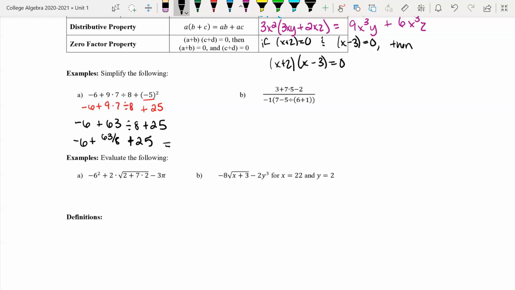I'm going to get my calculator out to actually even do this one. So my answer would be 26.875. And then you should be able to convert that to a fraction. Should be 215 over 8, I would think. Okay, just make sure you double check that.